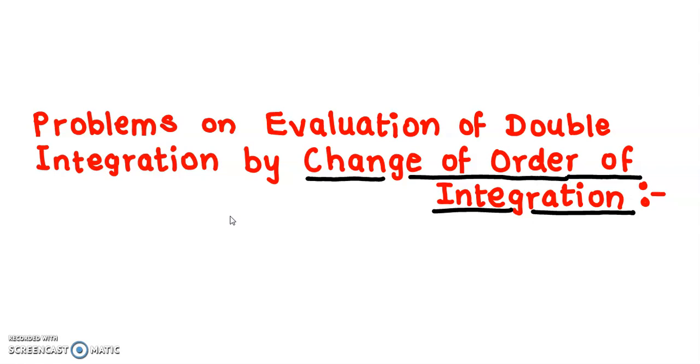Hello friends, let's discuss some problems on evaluation of double integration by using the change of order of integration method of solving. So in double integration, we recall evaluation of double integration of a function containing variables x, y with respect to x and y. The method of solving will be identified with respect to the nature of the function given as well as the range of integration specified by these variables x and y.